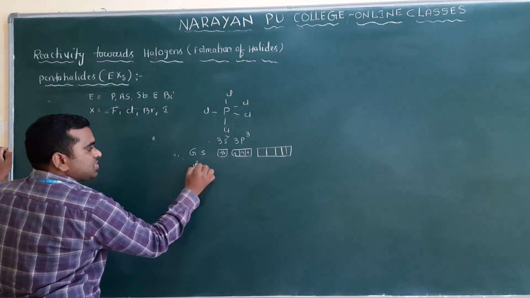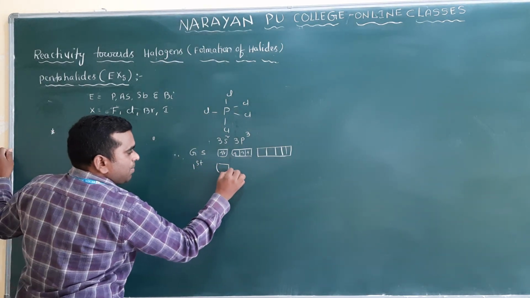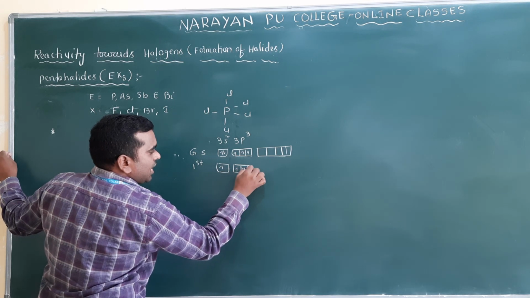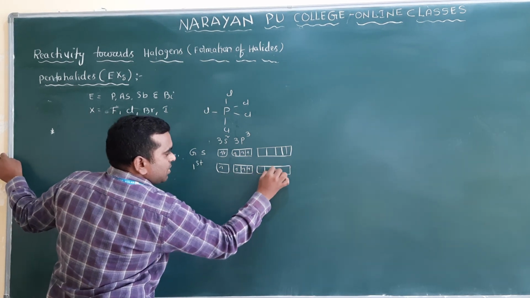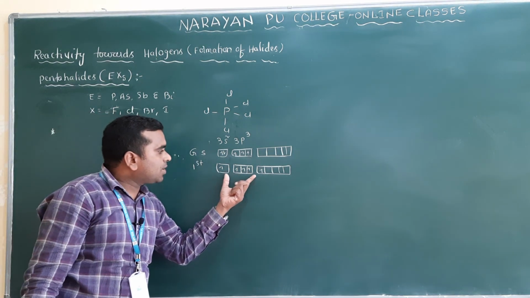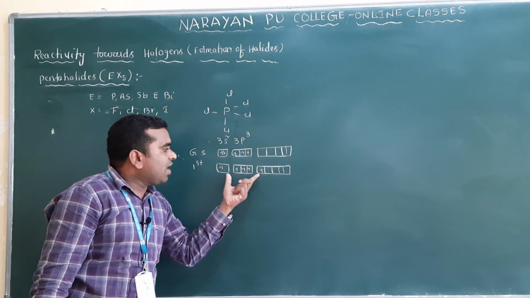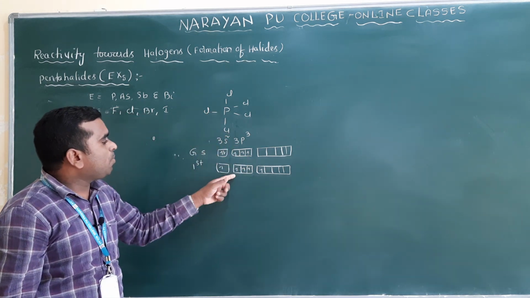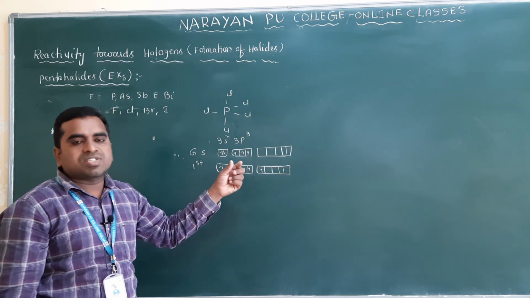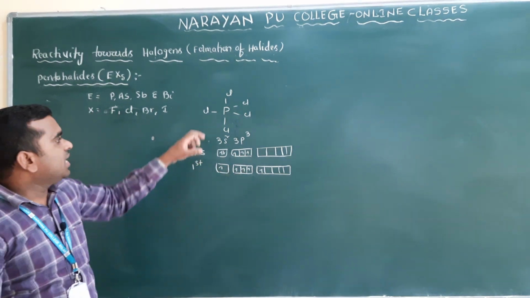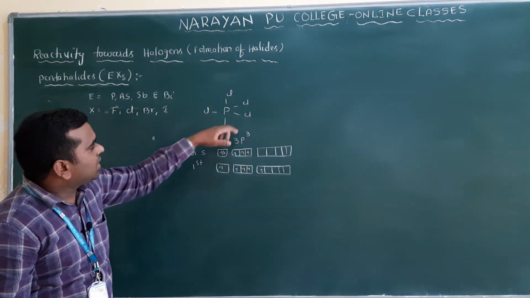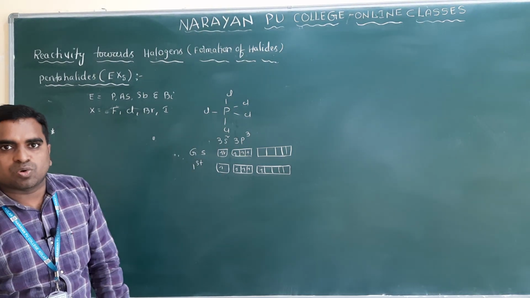In the first excited state, one of the s electrons enters the d orbital. Now how many unpaired electrons are present here? 5 unpaired electrons. So phosphorus forms 5 bonds, because these unpaired electrons are involved in bond formation. Phosphorus forms 5 bonds with the chlorine atoms, one with each chlorine atom.